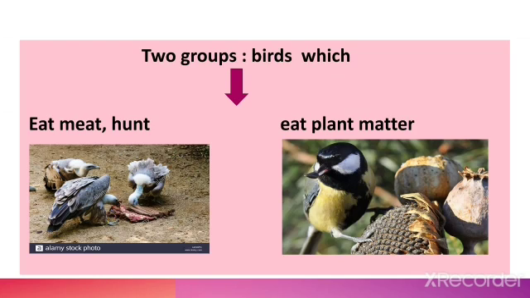Or we may look at what birds eat and make two groups. Birds which eat meat or hunt. Example, vulture. Birds which eat plant matter. Example, sparrow, parrot.